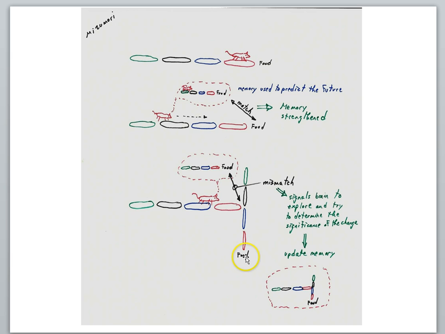So we don't want to just keep memories in a fixed state forever. We want to be able to modify them and update them in the service of surviving, right? So the mismatch here triggers the rat's brain to seek out and explore and learn the significance of the change. And the hippocampal system then will be able to consolidate new information and to update the rat's memory. And that is clearly a useful function, to have a memory system that is updatable.